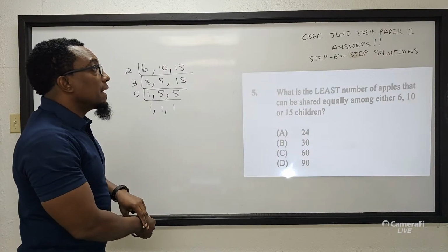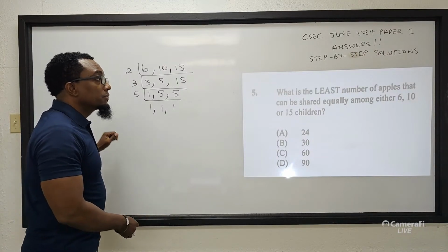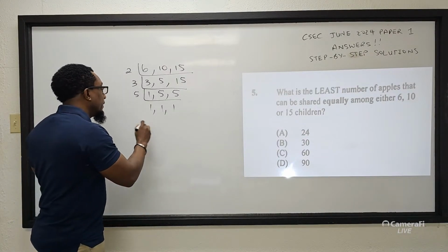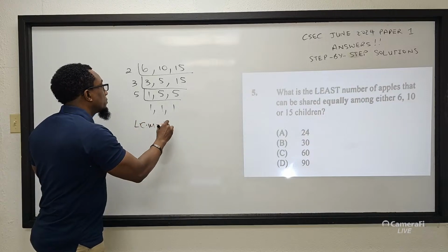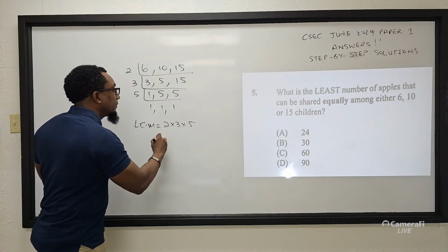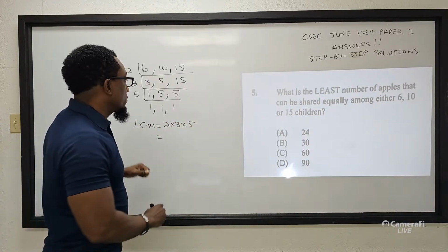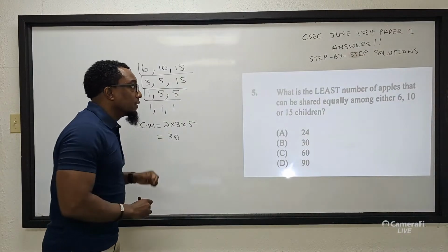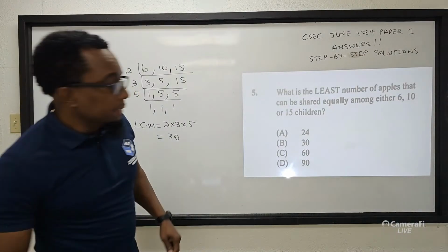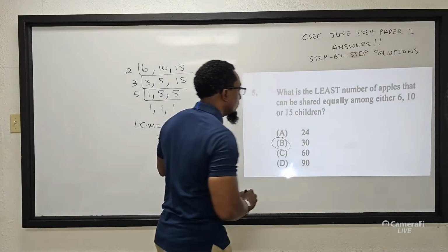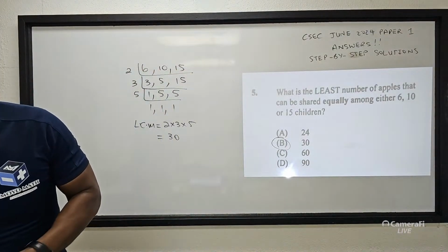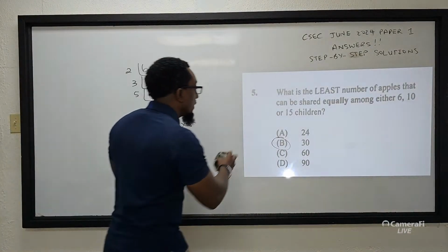So the least number of apples that can be shared equally among 6, 10, or 15 children will be the LCM here, which is 2 by 3 by 5. 2 by 3 is 6, and 6 by 5 is 30. So the answer for question 5 will be B. Let's move on to question 6.